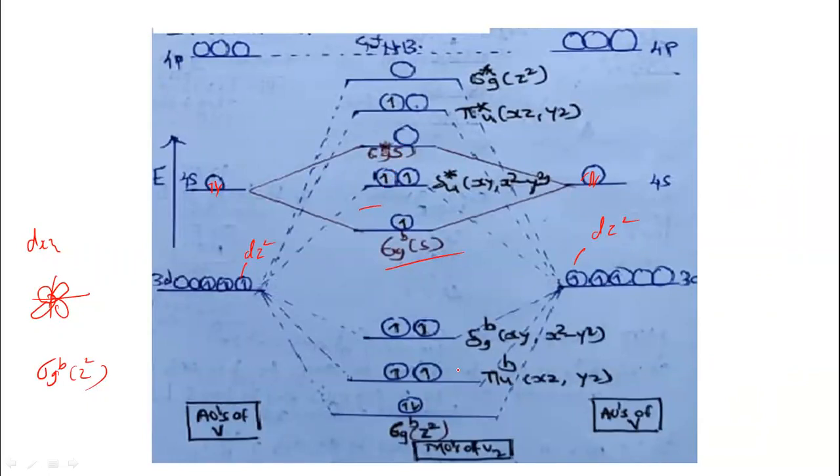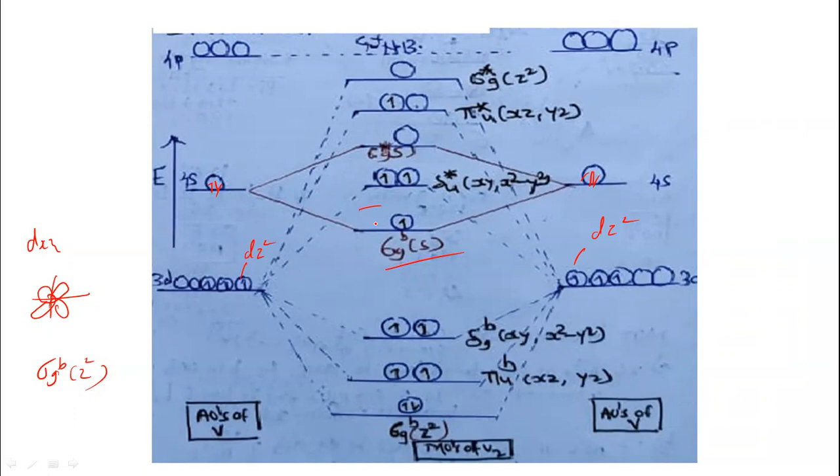You can see here which molecular orbitals are formed. Sigma g bonding coming from the dz square orbital, pi u bonding coming from dxz and dyz orbitals, delta g, a special type of bonding, from dxy and dx square minus y square. Then the s orbital overlaps with the s orbital, forming the sigma g bonding molecular orbital and the sigma g star anti-bonding molecular orbital.